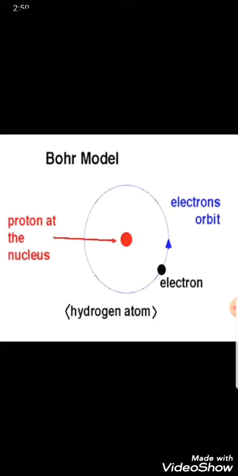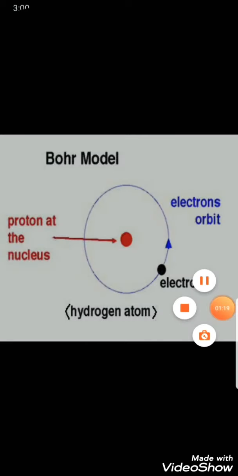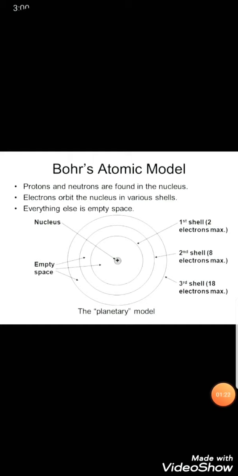Number 2. The energy of the electron in an orbit is proportional to its distance from the nucleus. The farther the electron is from the nucleus, the more energy it has. So, as the electron is nearer to the nucleus, the less energy it has. As it is farther from the nucleus, the more energy it has. You can see that this is the planetary model of Bohr's atomic model, and the electrons that are nearer to the nucleus have less energy, and the electrons that are farther from the nucleus are more energetic.